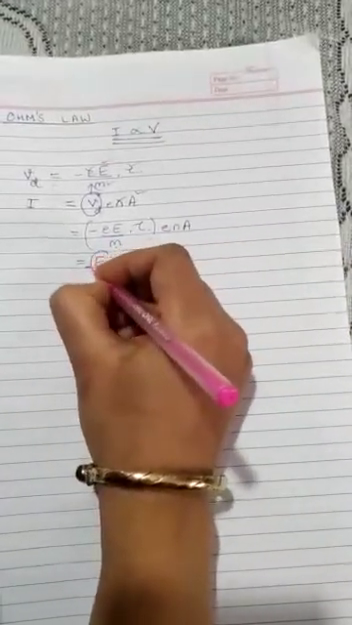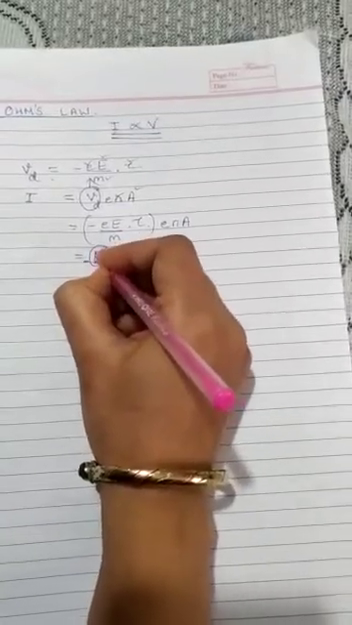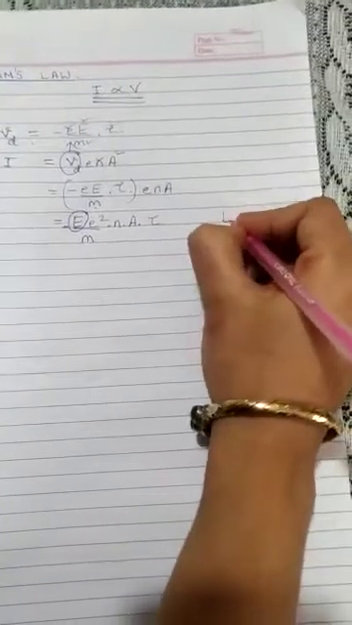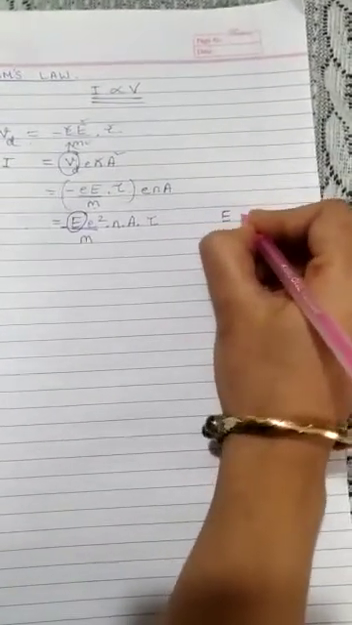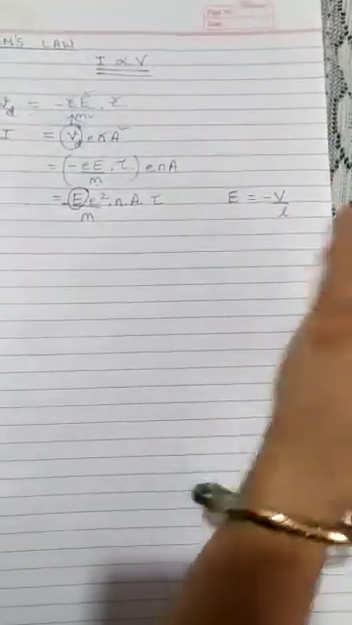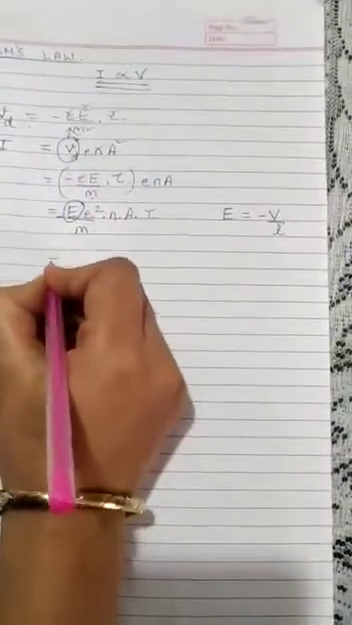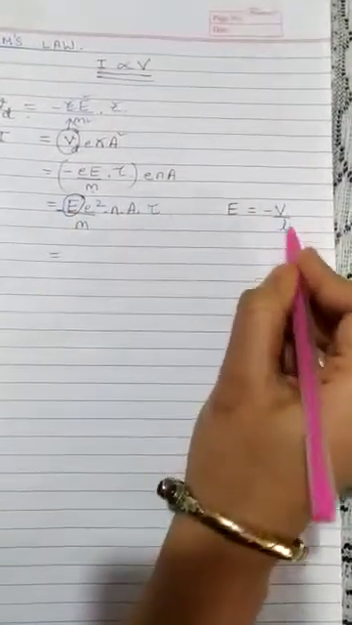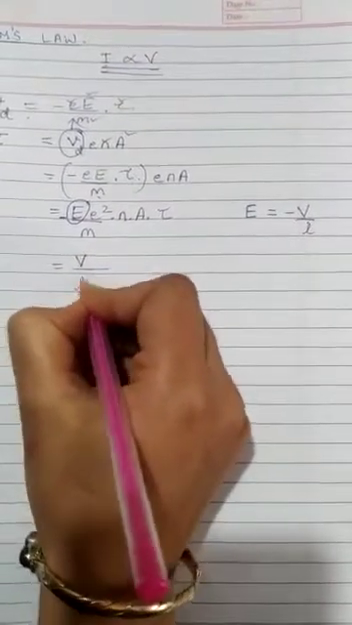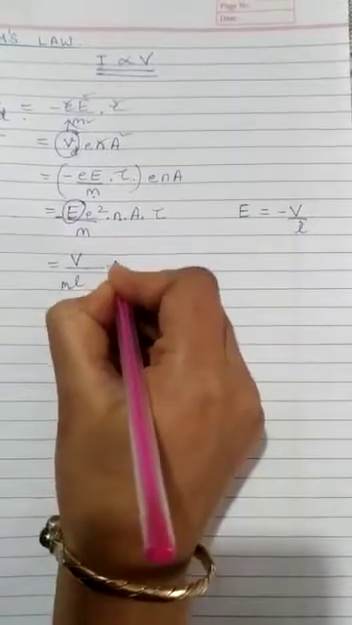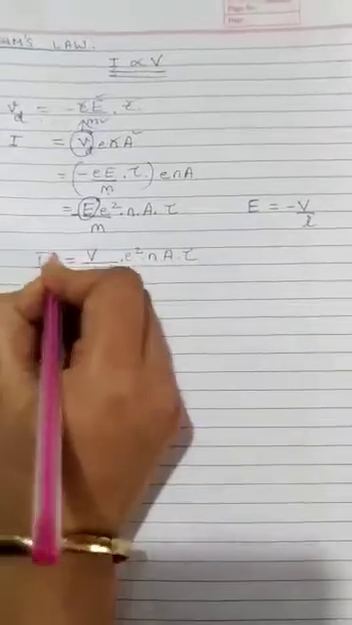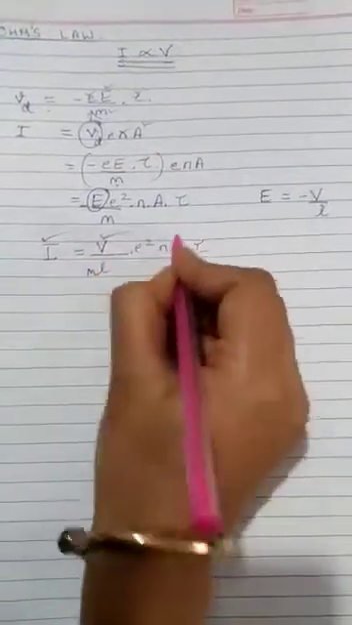Now we don't need this E anymore because we need to find a relation between I and V. So what we are going to do is, we will take the potential gradient, where negative of potential gradient is equal to electric field. So we are going to apply this here. Applying that, E will be replaced by minus V by L. So this expression will come out to be V by L. We have m here. Then we have e square n A into tau. So we get a relation between I and V here.